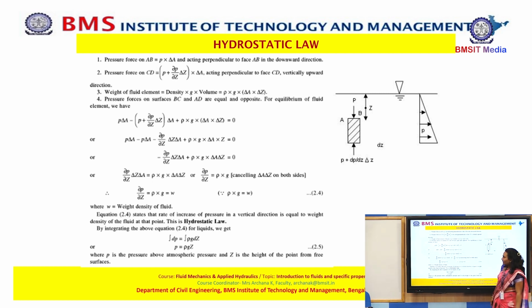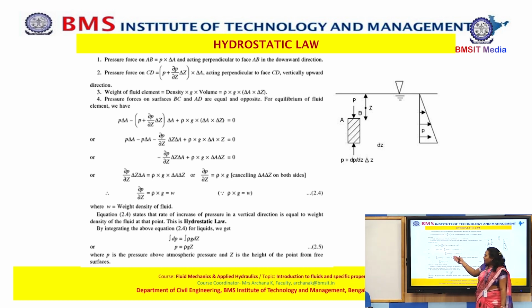Density, let's assume it is rho, into g into volume, which is area into thickness, that is delta A into delta Z. And when you equate all these forces, we end up with the pressure on the first face AB, then the pressure upwards at the bottom, P plus dP by dz into delta z, into delta A, plus the self weight, rho g into delta A into delta Z, that is the total weight that is going to act.